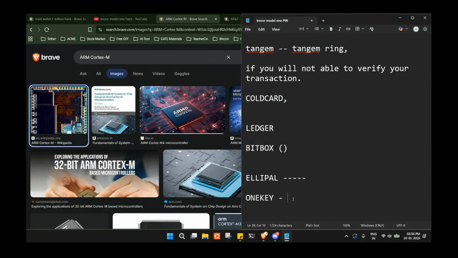Even if you're using those, then this is also okay, if they are making sure that everything is open source. I think one key code is not open source, so you have to look for it. And if it is open source, you can try it.